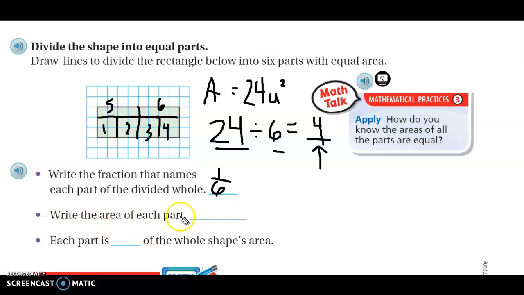Write the area of each part. This is what we figured out right here. The area of each part is 4 units squared. And each part is blank of the whole shape's area. Each part is 1/6. So that's a pretty high-level question that we need to be able to solve. Hopefully you had a chance to work through it and try it out. If you were right or wrong, I'm not that concerned, as long as you understand how we got the answer after you did it.